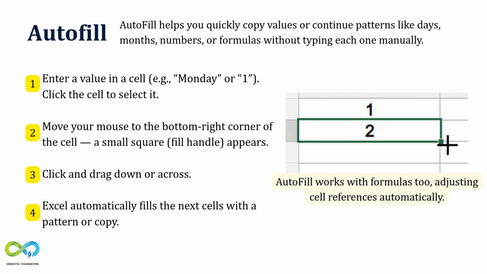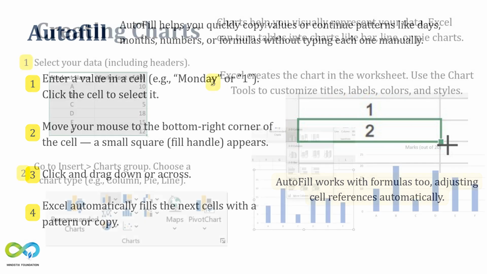For example, if you type 1 and drag, Excel will fill 2, 3, 4, and so on. If you type January, Excel will continue with February, March, and so on. Autofill also works with formulas, adjusting the cell references automatically as you drag. This means you can create formulas once and apply them across multiple rows or columns without rewriting them.